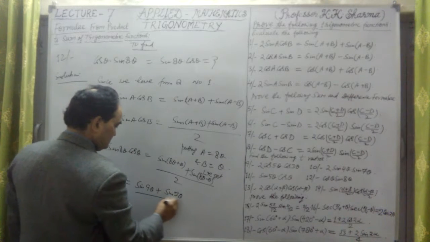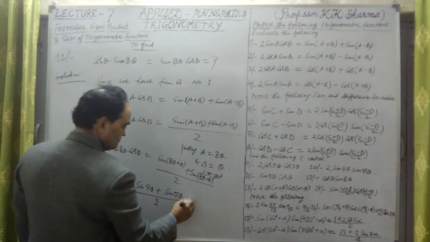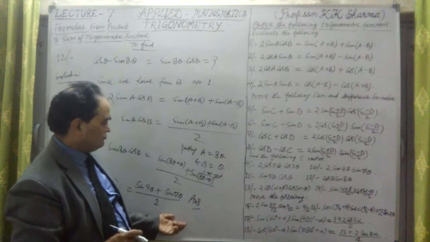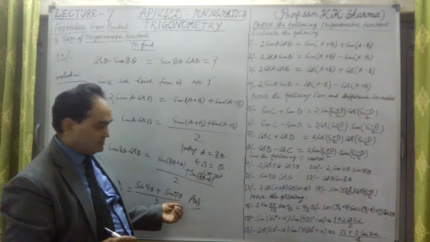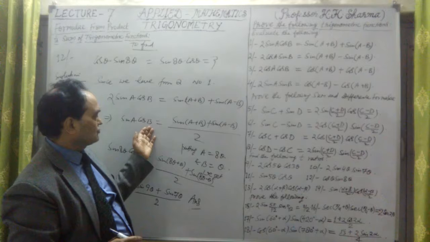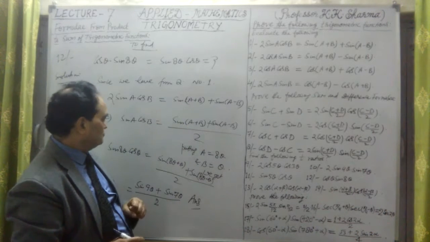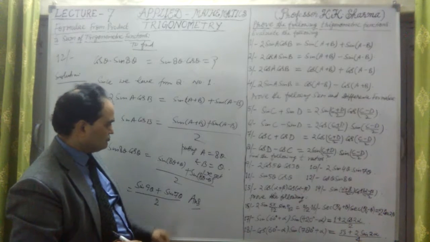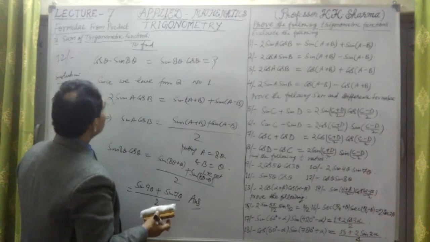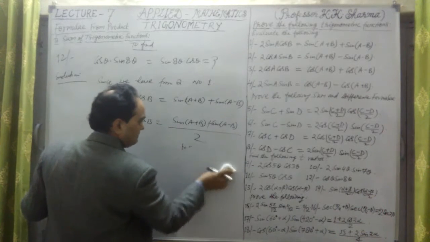Divided by 2. This is the complete answer here: sin 9 theta plus sin 7 theta upon 2. So we have divided this by 2. Sin 8 theta cos theta is equal to this; just put A equal to 8 theta, B equal to theta only, then we can get this answer. Okay, so this is question number 12. Now let me take question number 13.